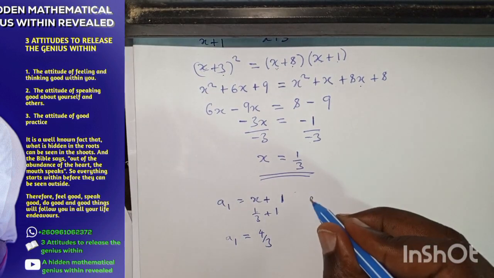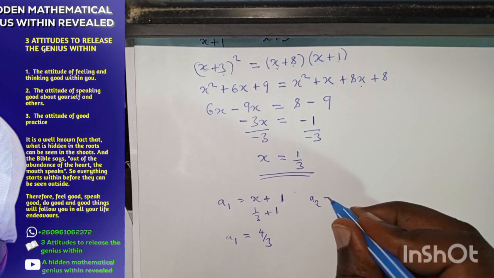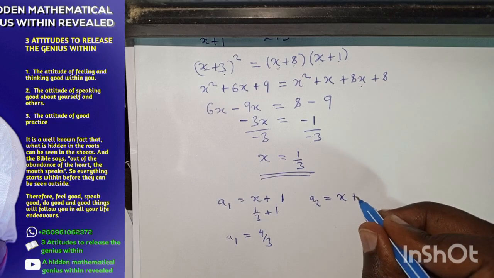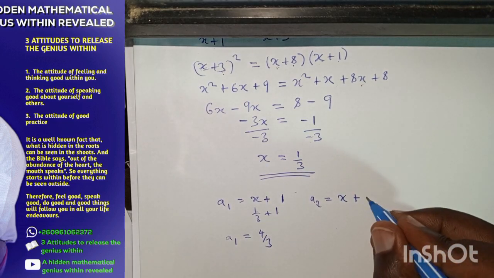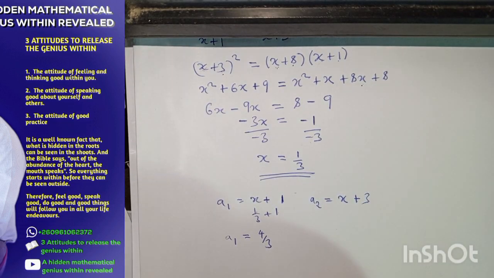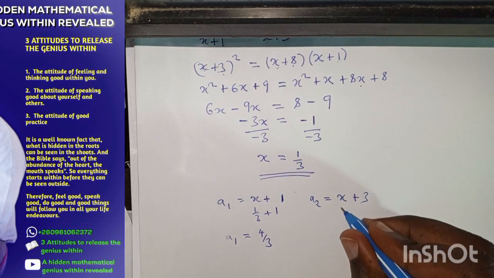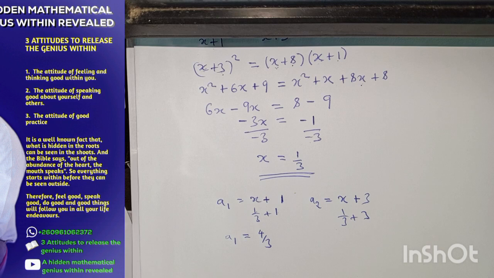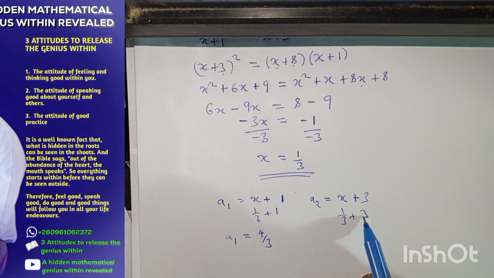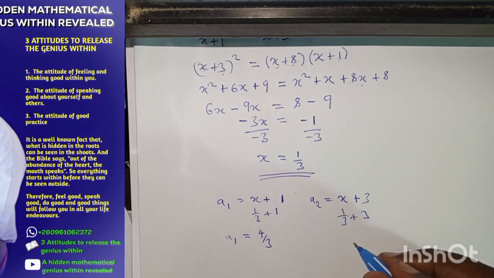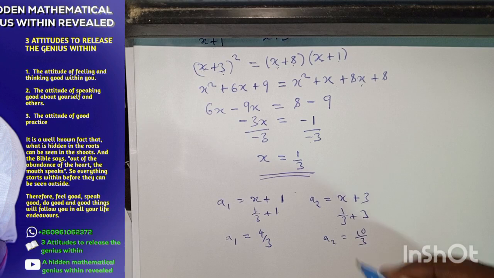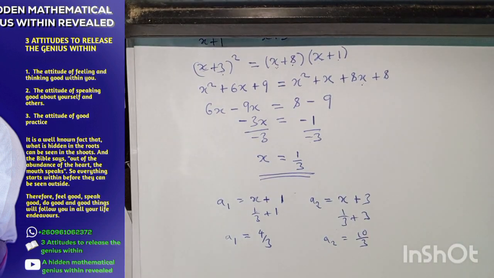Then second term is x plus 3. So we are going to have 1 over 3 plus 3. Again, you can just cross multiply. So 3 multiplied by 3 is 9. 9 plus 1, that is 10. So we are going to have 10 over 3. So 10 over 3, that is the second term.